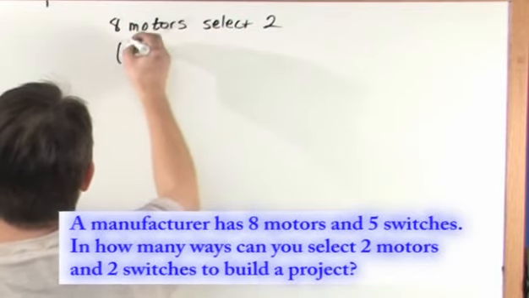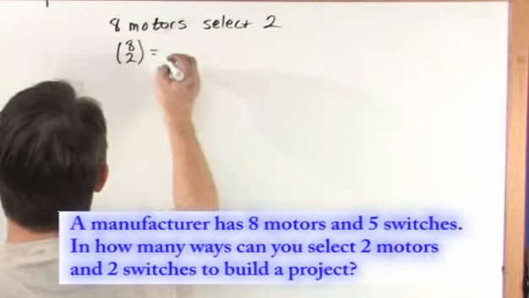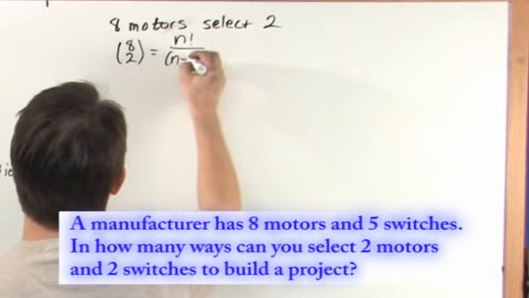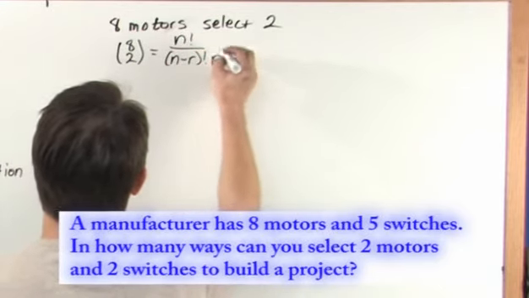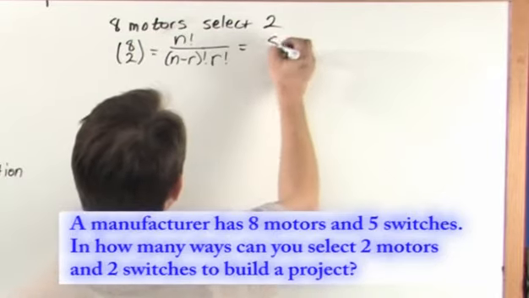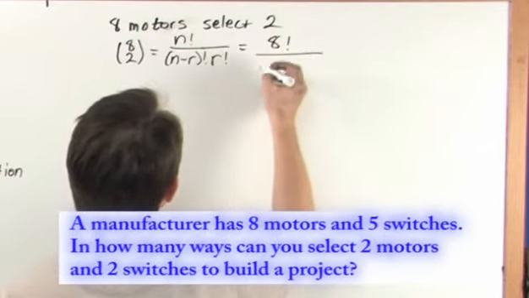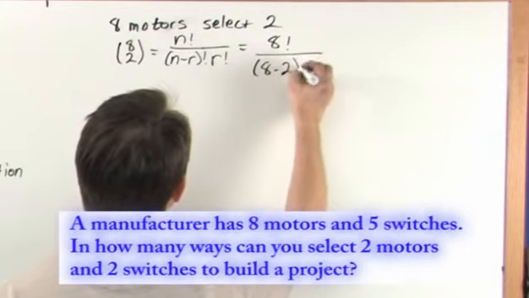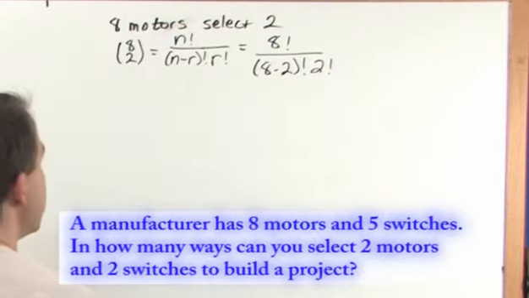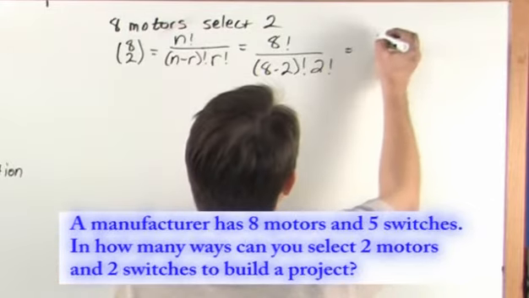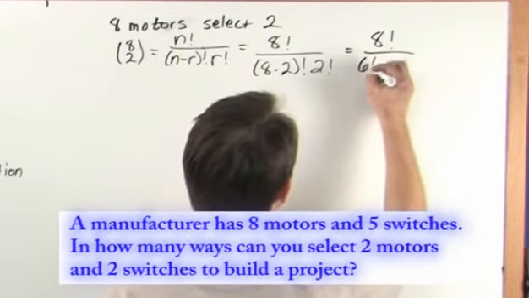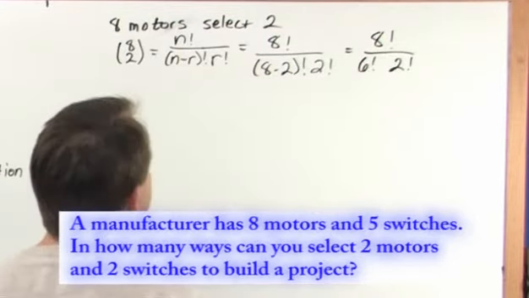Because we know it's a problem in combinations, it's going to be 8 choose 2. It's n factorial over n minus r factorial times r factorial. That's what it is. N is 8, r is 2. So it's 8 factorial over 8 minus 2 factorial times 2 factorial. On the top, 8 factorial, and on the bottom, 8 minus 2 is 6, so 6 factorial times 2 factorial.